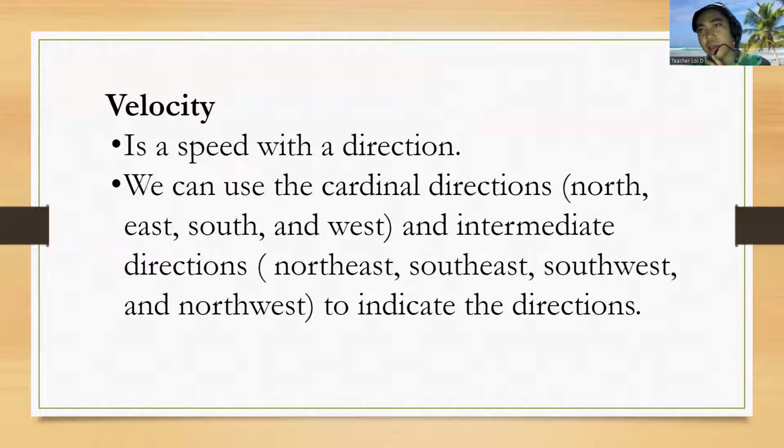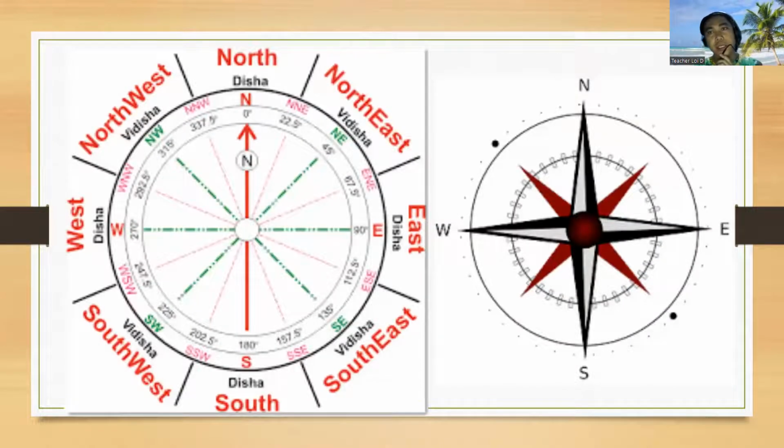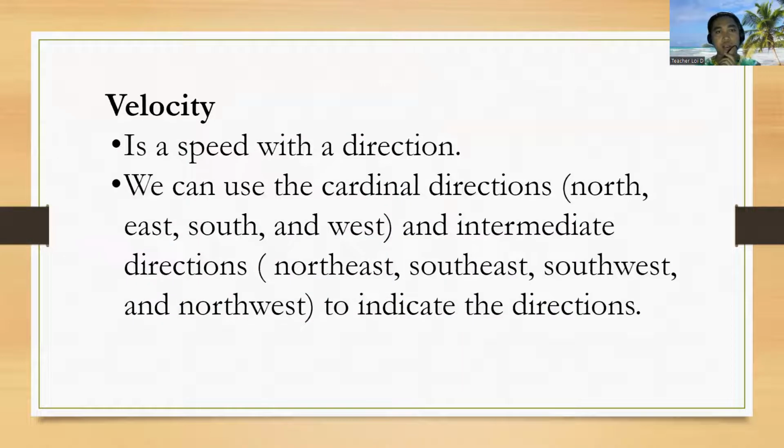Next is velocity. So ano yung pagkakaiba ng velocity sa speed? So yung speed may change in a direction. So it is a speed with a direction. May kasama ng direction. So tinatawag natin yung velocity. So we can use the cardinal direction, north, east, south, and west, and intermediate directions, northeast, southeast, southwest, and northwest to indicate the directions. So ito yung example ng compass o yung directions.